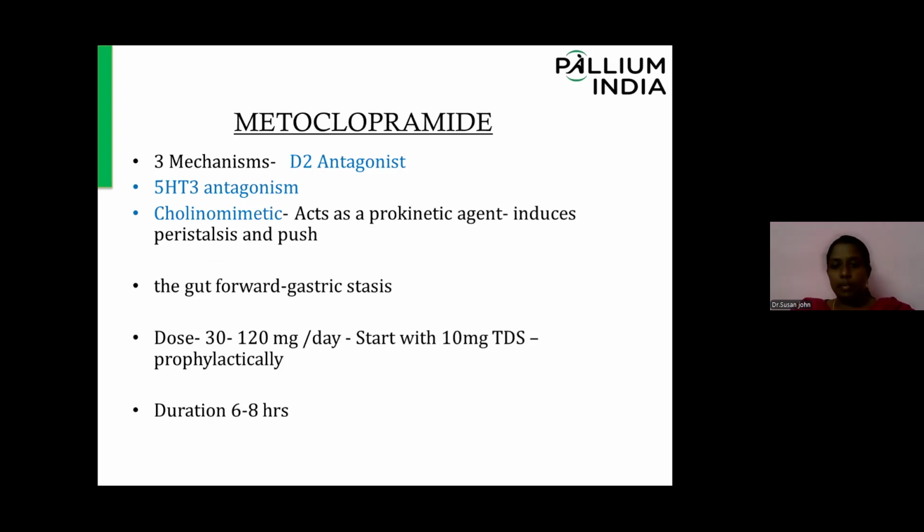So this is a little bit more about metoclopramide, because this is the one medicine we commonly use in our palliative care, mainly for opioid induced vomiting. There are three mechanisms for metoclopramide. It is a D2 antagonist, it also has 5-HT3 antagonism, and it is a cholinomimetic. Cholinomimetic means it can act as a prokinetic agent.